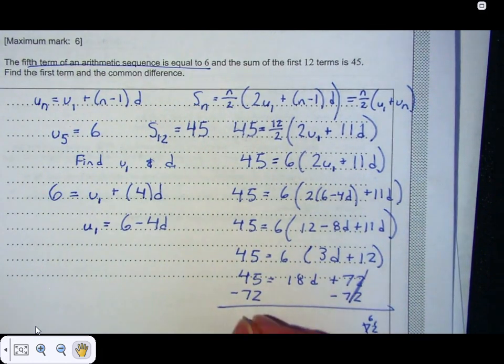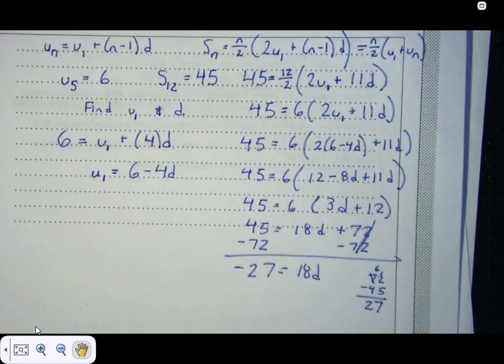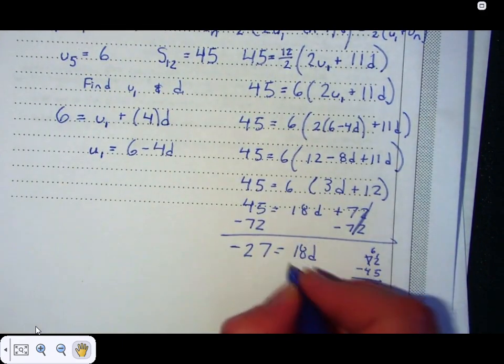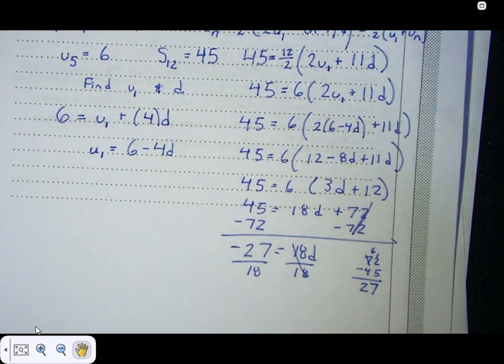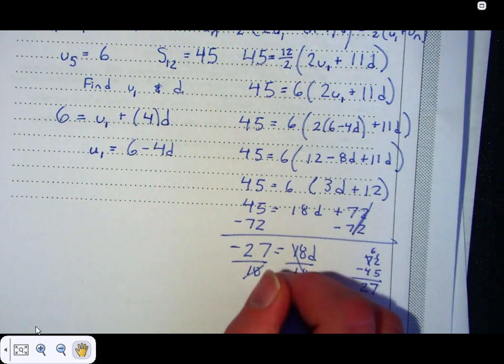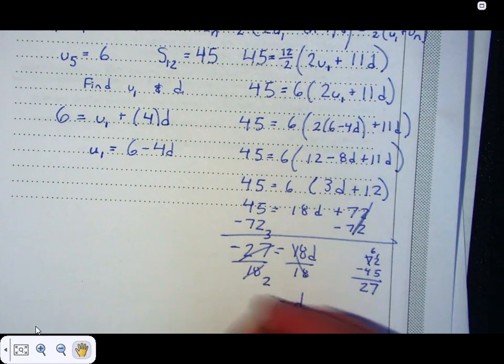Now this is me going over to the side and figuring it out. Okay, because I don't have a calculator. Okay, divide by 18. And I can definitely tell that 9 goes into the numerator and the denominator, so 9 goes into 18 twice. It goes into 27 3 times, so d is -3/2.